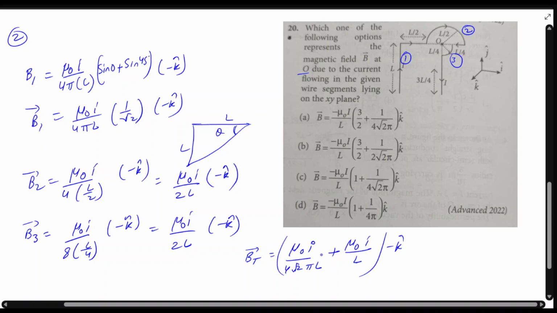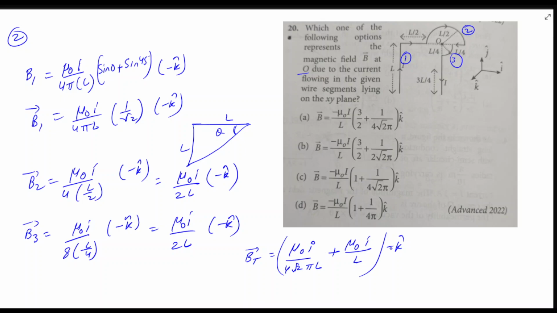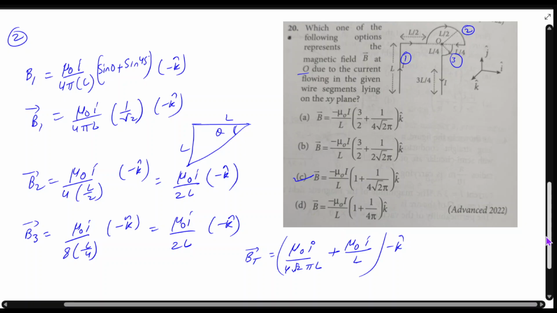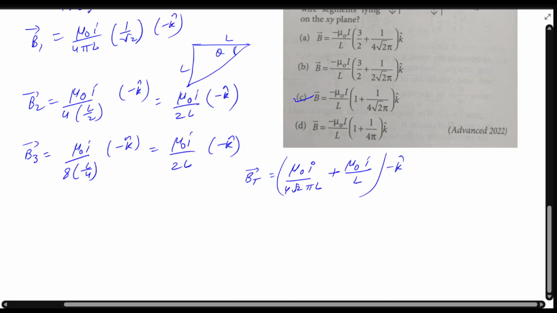Okay. So which option is correct? Mu naught I by L minus k cap. So these two are wrong, so C and D may be correct. And there is 4 root 2, so option C is correct. Okay, let's move on to the third question.